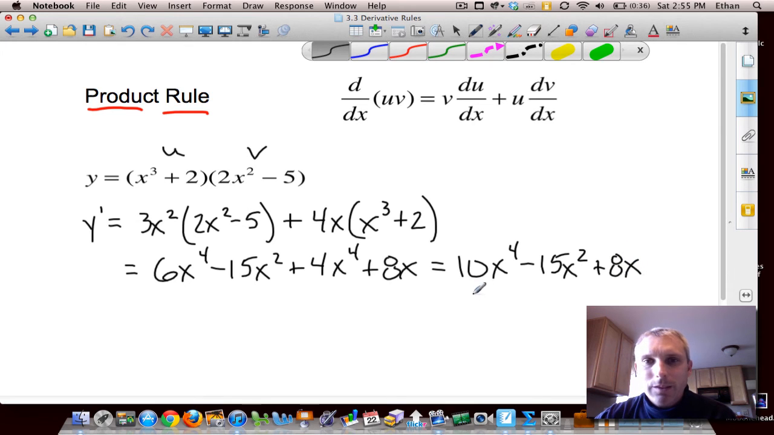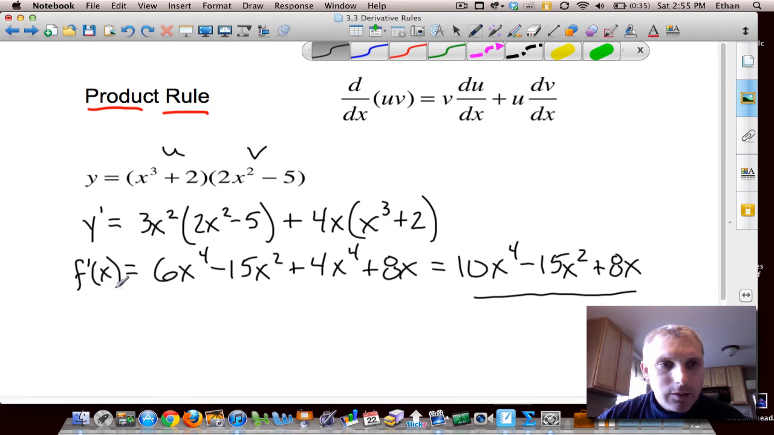Done. That's my derivative. That's my y prime or my f prime of x, either one. dy dx, it's all the same. But that's the pattern. Derivative of the first times the second plus the derivative of the second times the first. Simplify, go from there. Now I do realize we could FOIL this right off the bat. If you FOILed it right off the bat, you could just run through the power rule, and I admit it is a lot easier to do it that way.